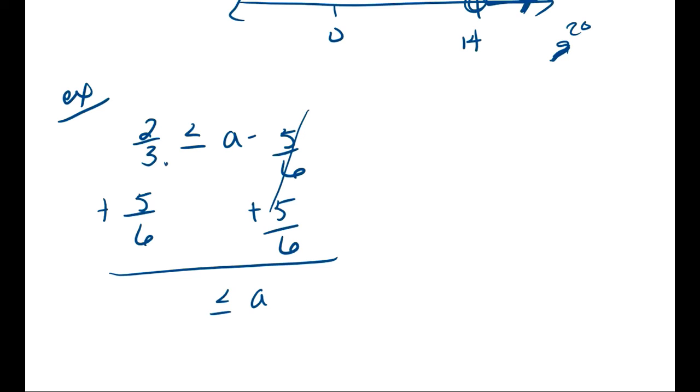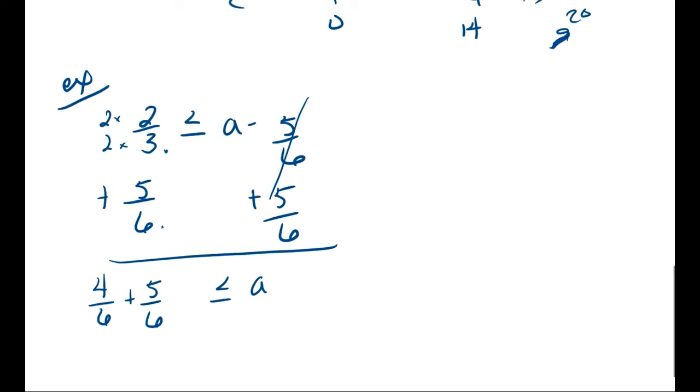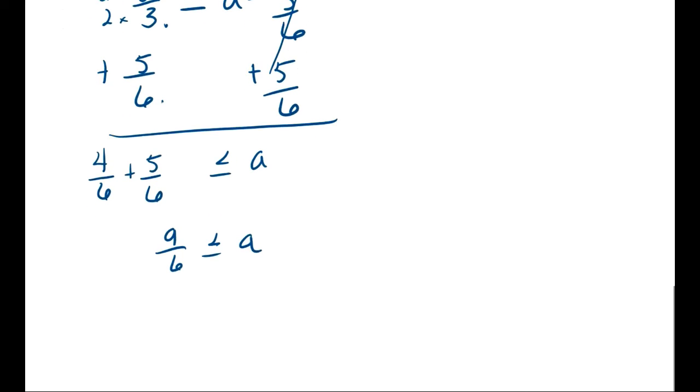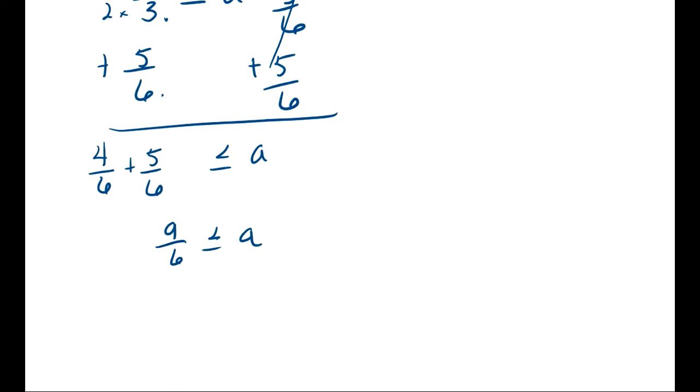So I look at 3 and I look at 6, and of course the least common multiple is 6. So I can change 3 to 6 by multiplying top and bottom by 2. And then I'm going to get a new fraction, 4 over 6. And I'm going to add that to 5 over 6. And now that I have the same denominator, I can just add the top. So I get 9/6, which is less than or equal to a. And we always want to reduce. So you can divide top and bottom by 3 and get 3 over 2 is less than or equal to a.